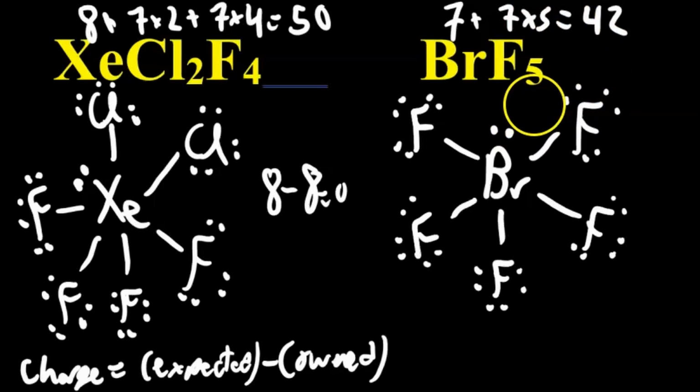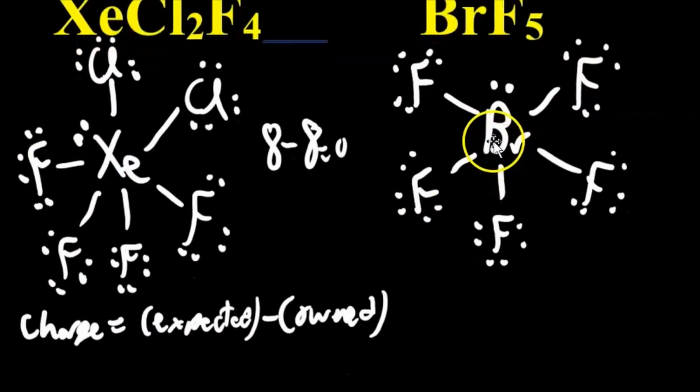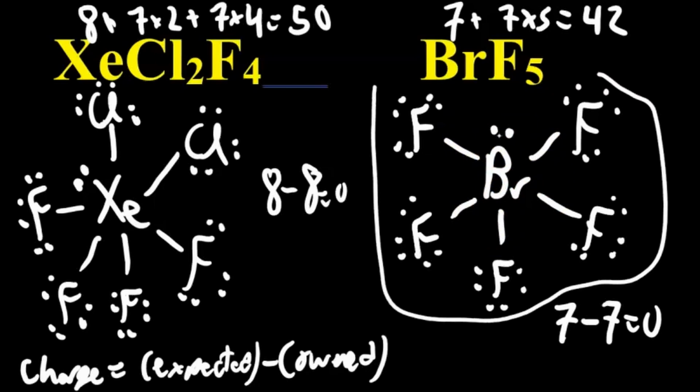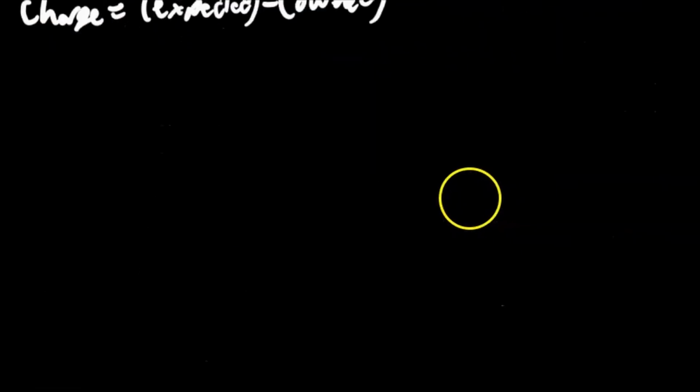And in terms of the charge, just like with this one here, these fluorines aren't charged, and the charge is the expected minus the owned. We'll do that for the central atom. We expect there to be 7 with bromine, and it owns 1 from each bond, 1, 2, 3, 4, 5, and then these 2 non-bonding electrons, 7. So it's not charged either. So this is our accepted Lewis structure for Br2.